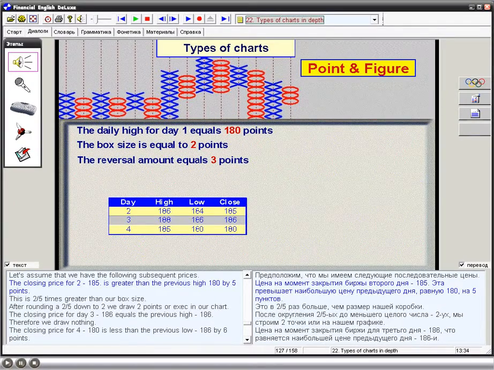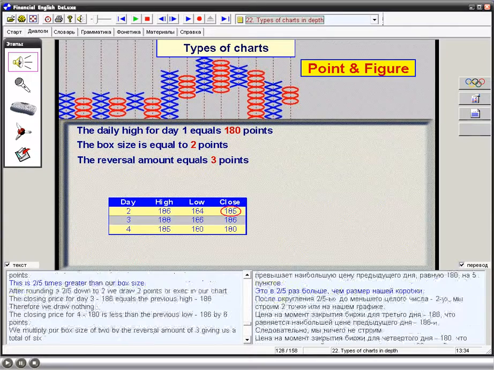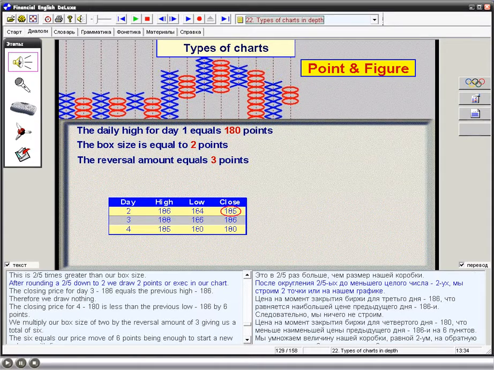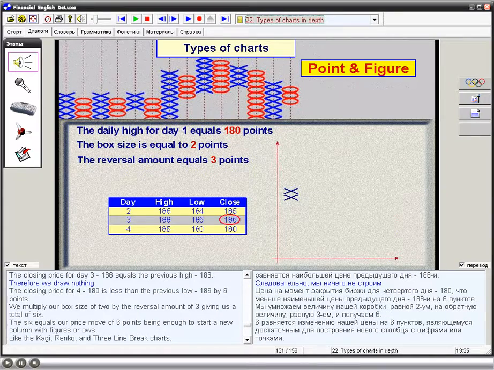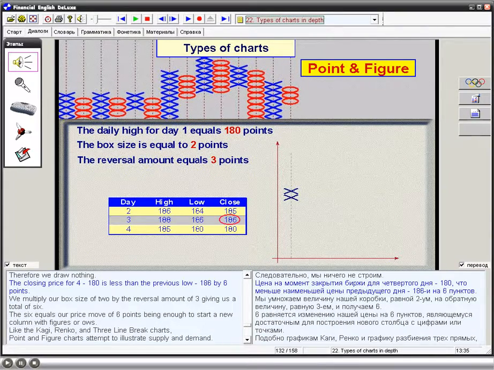Let's assume that we have the following subsequent prices. The closing price for day 2, 185, is greater than the previous high, 180, by 5 points. This is 2.5 times greater than our box size. After rounding the 2.5 down to 2, we draw 2 points, or X's, in our chart. The closing price for day 3, 186, equals the previous high, 186. Therefore, we draw nothing.